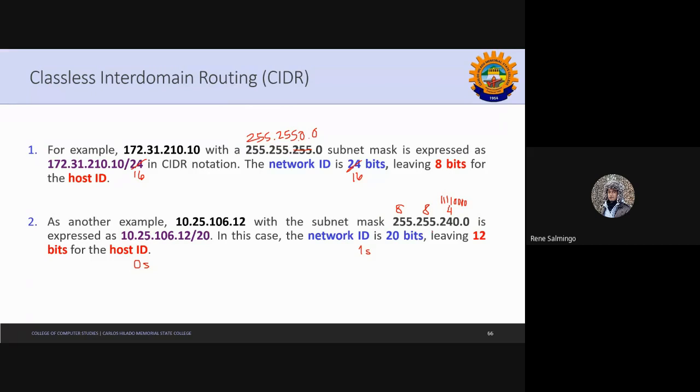And after that, you determine your network ID on the subnet mask. So you're going to put 20. Okay.